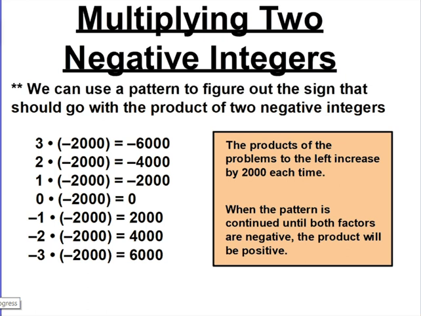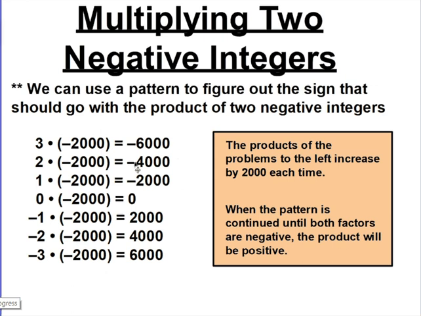We can also use that concept to show why multiplying two negative numbers gives us a positive answer. Look at the pattern in the chart to the left of the screen. 3 times negative 2,000 is what we just did, and we know the answer to that is negative 6,000. We solved that already. If we know that, we also know that 2 times negative 2,000 should be negative 4,000. And 1 times negative 2,000 is negative 2,000. That's also the identity property. 1 times anything makes that number stay the same. 0 times negative 2,000 is 0. We know that 0 times anything is 0.